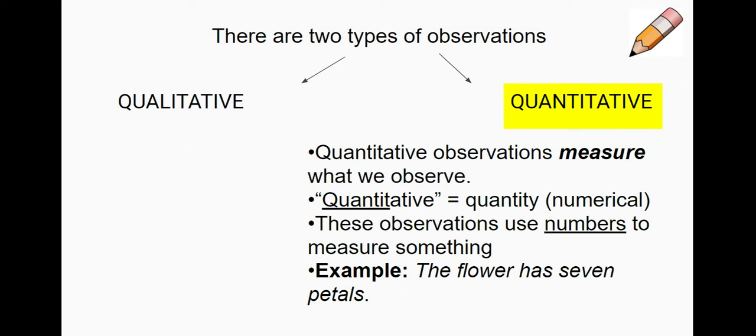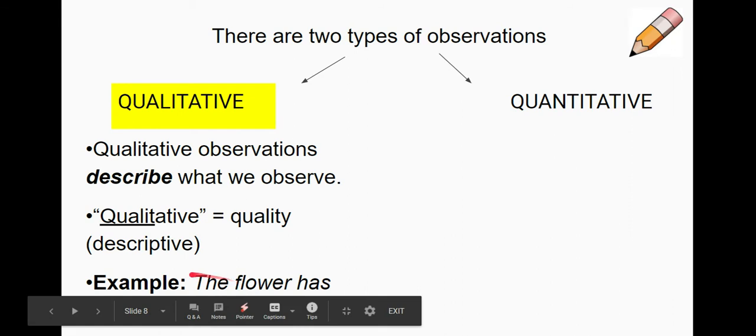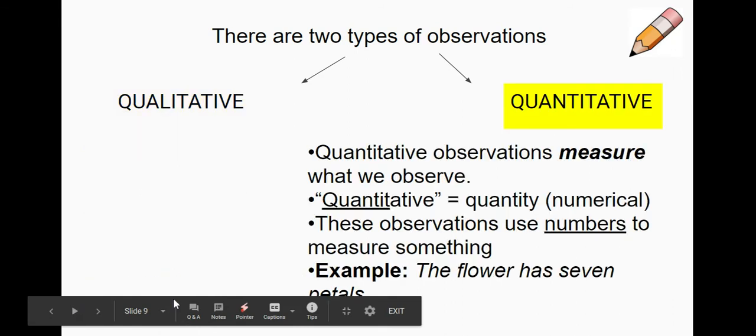This is opposed to a quantitative measure. This is how many, a quantity, it's a number. We're giving a statistic. We are measuring what we're observing. So an example of this is: the flower has 7 petals. Notice how the qualitative example said the flower has white petals. But if I look at the next slide, it's asking how many white petals there are. Well, quantitatively, there are 7 petals.